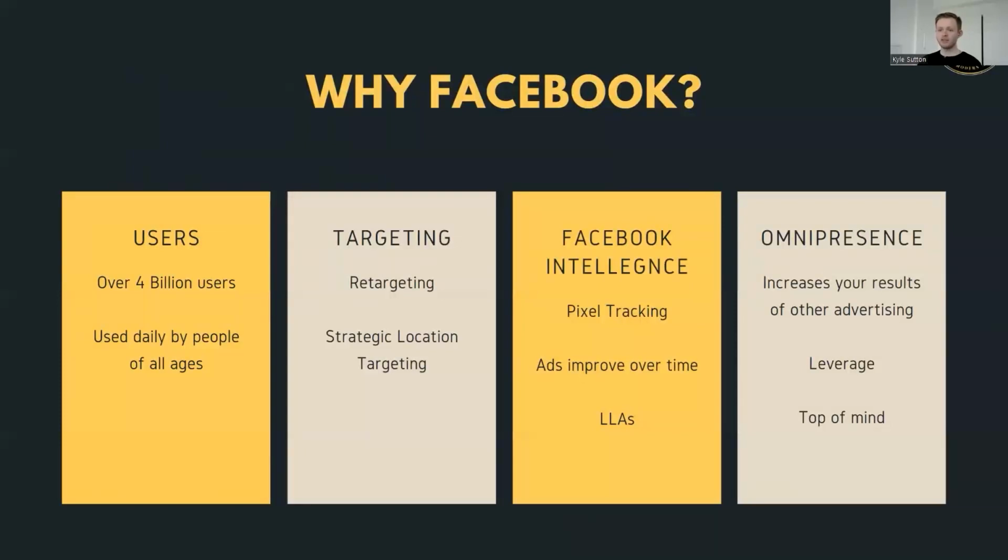Now, first off, a quick thing before we go into why Facebook. Anytime I talk about Facebook advertising, I'm talking about Facebook as well as Instagram. It's the same platform, the same ads manager. You can select whether you want to use Facebook, Instagram, or both, but everything I'm telling you applies to both platforms. So the 4 main things why Facebook is so powerful are users, targeting, Facebook intelligence, and omnipresence. So we'll start with users.